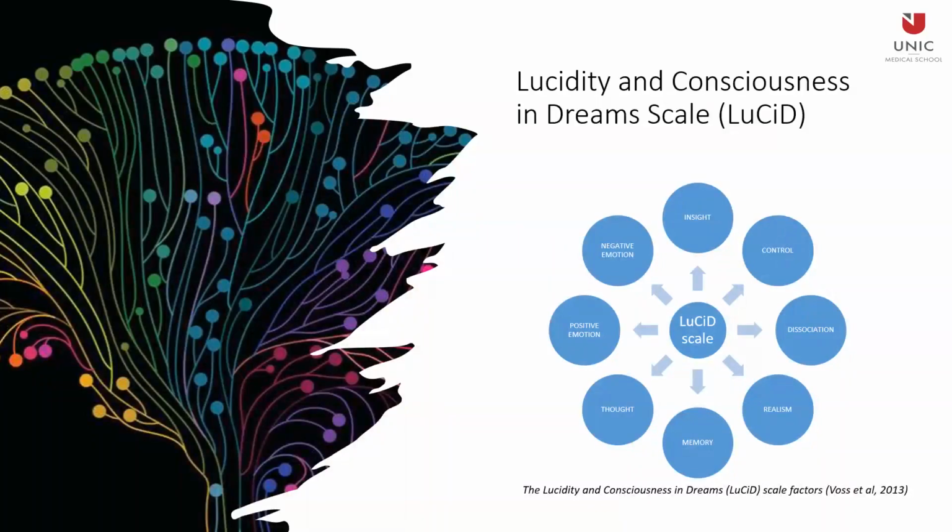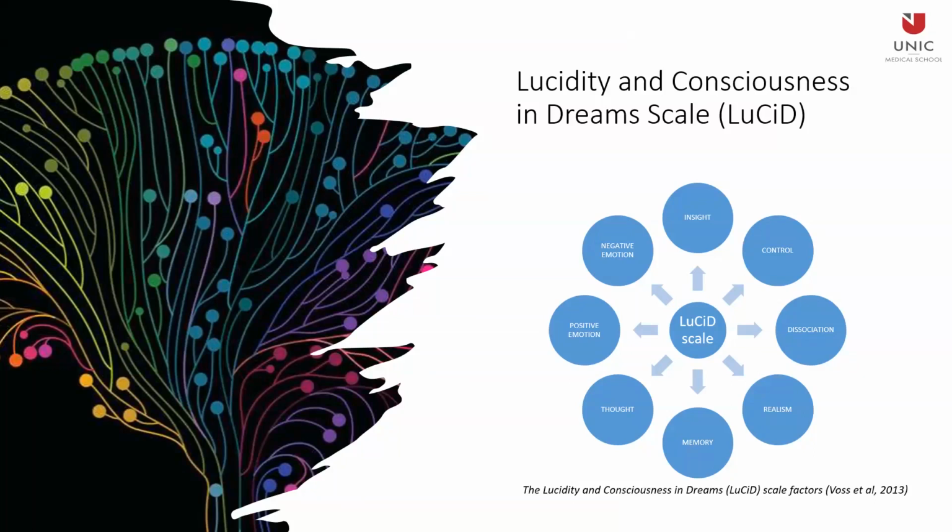There are questionnaires that may ask you, do you have lucid dreams, yes or no, and obviously they give a definition of what a lucid dream is. But in order to look more into what constitutes a lucid dream, and to quantifiably assess dream lucidity, the 8-factor lucid scale was developed by Voss and colleagues. This scale basically splits dream consciousness into 8 factors: insight, control, dissociation, realism, memory, thought, and positive and negative emotion.